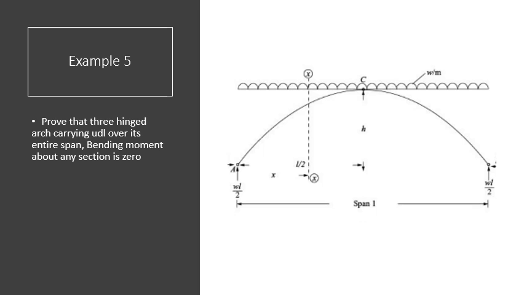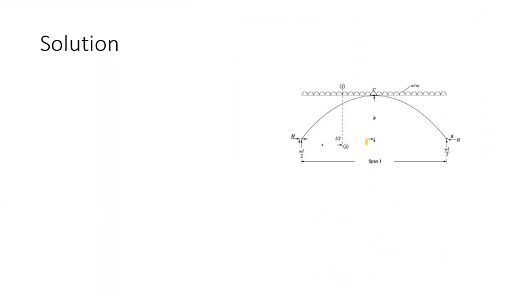So the horizontal forces will be one and the same. H is equal to HA, that is equal to HB, as there are no other horizontal forces acting. So write down the equation for y. y is equal to 4h by L square into x into L minus x. And consider the moment about the point C in order to find the horizontal reaction. So the reaction VA is WL by 2.